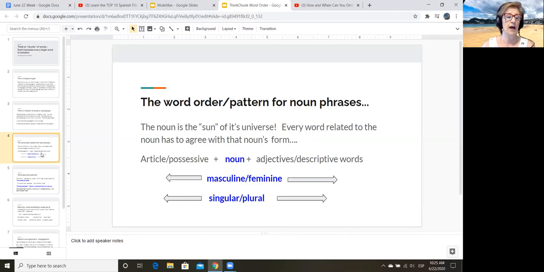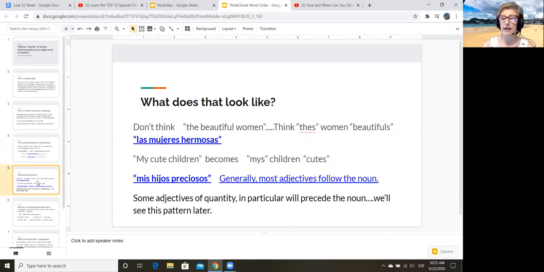Okay. A ver. So what does that look like? You have to think differently. Here is where we have to rewire our brains. If you want to say the beautiful women, don't think the beautiful women. Think thes. I know, that's not even a word, is it? Thes. Women, beautifuls. That's the order we need to put it in Spanish. Most adjectives follow the nouns they talk about. Las mujeres hermosas.